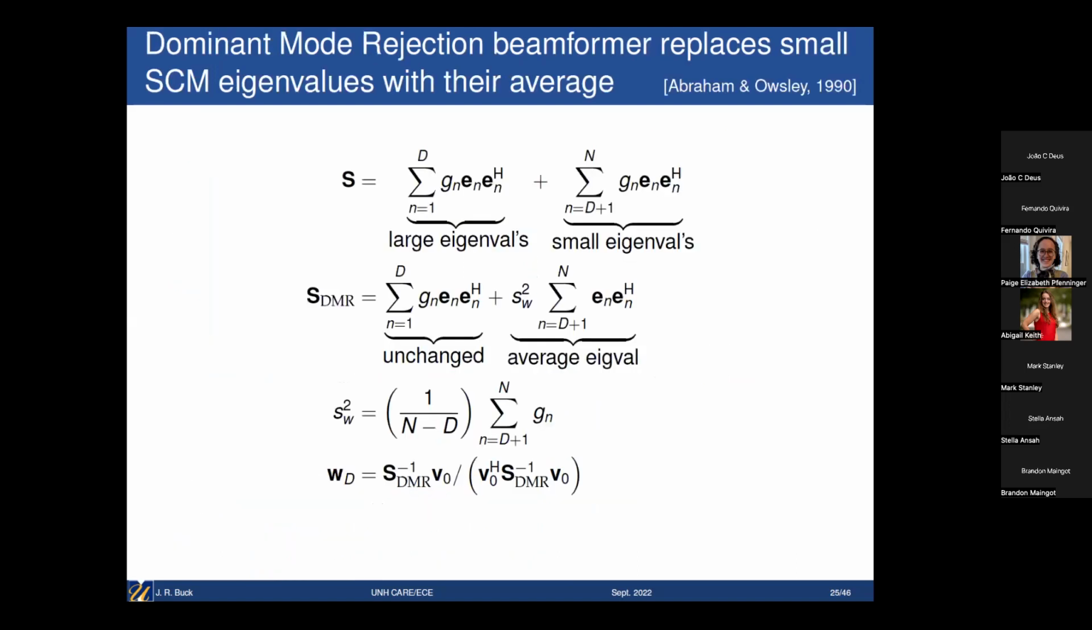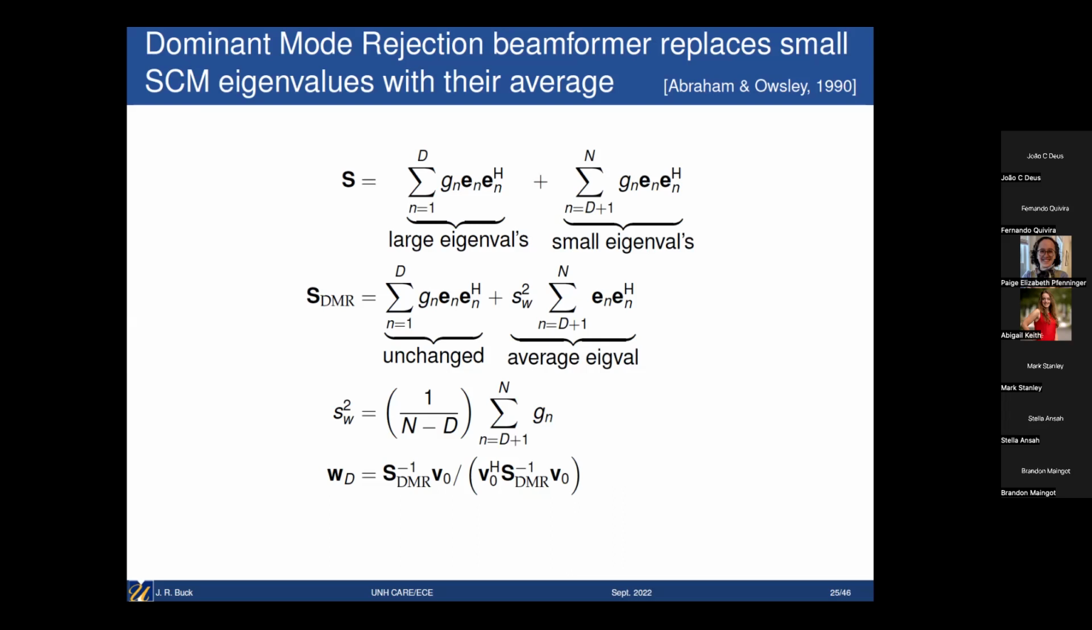And that leads me to the dominant mode rejection beamformer. In passive sonar, this is one of the common algorithms we use to avoid that problem, which is based on the insight that Doug Abraham and Norm Owsley had 30 odd years ago: our problem is not with the loud eigenvalues. We're finding the loud things and doing it pretty well. The problem is all these small things that ought to be constant that aren't. Assuming our background noise should be flat, we're willing to impose that constraint on our covariance matrix.